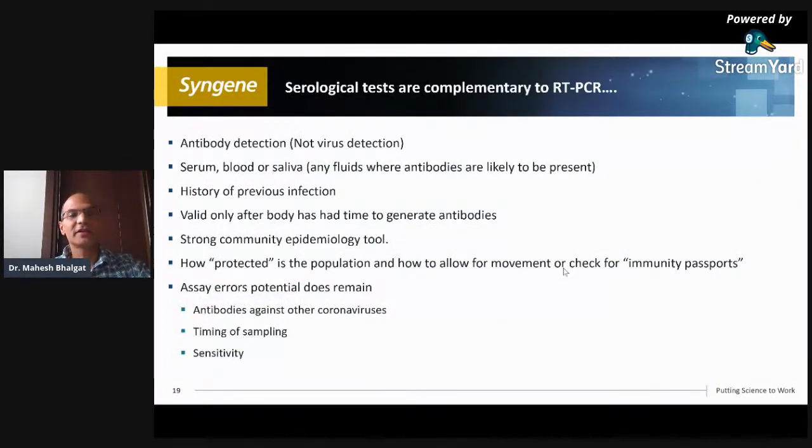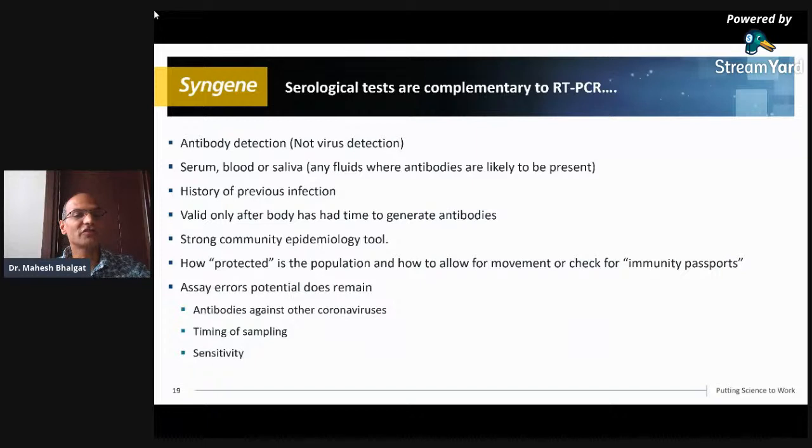And in a way, therefore, they become complementary to the RT-PCR. What does that mean? Here, we're not detecting the virus, we're actually detecting the antibody. The presence of the antibody you want to look for in a sample that is going to be the best for it, which is typically serum or blood samples in the case of this particular virus, but it is also likely to be present in oral fluids.